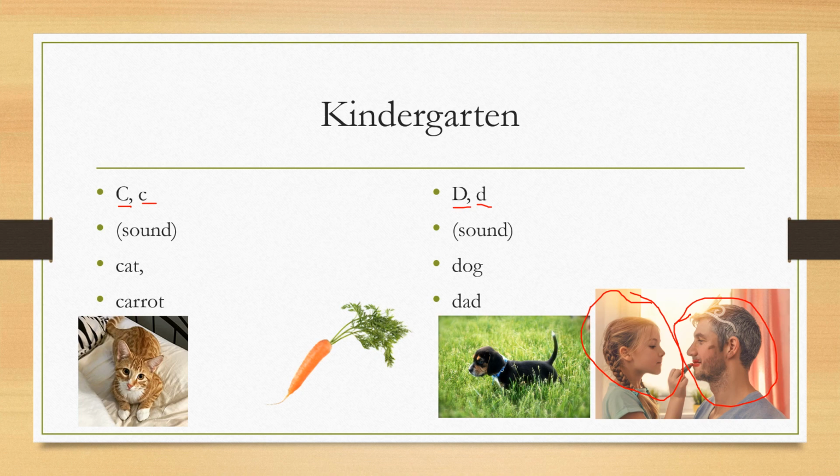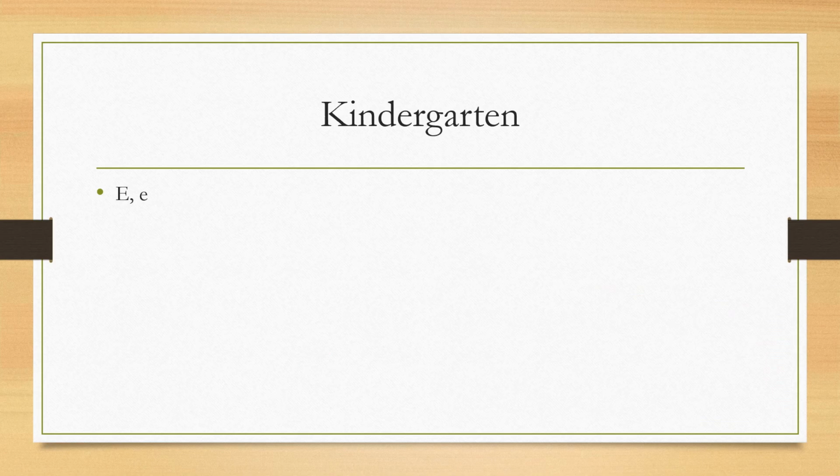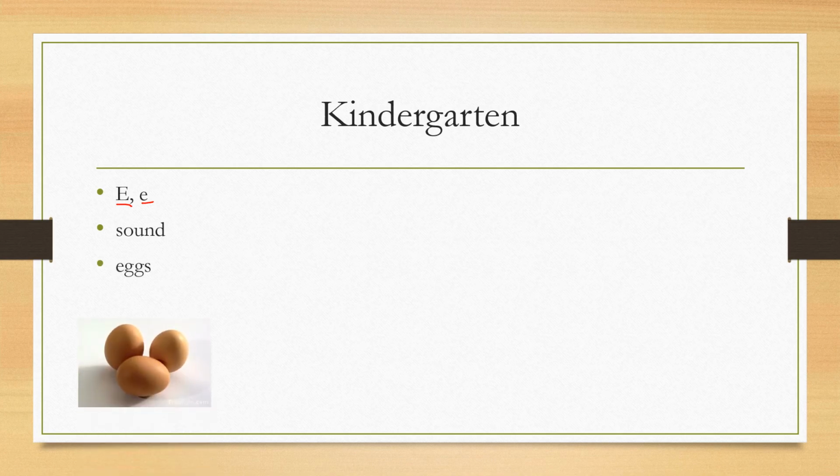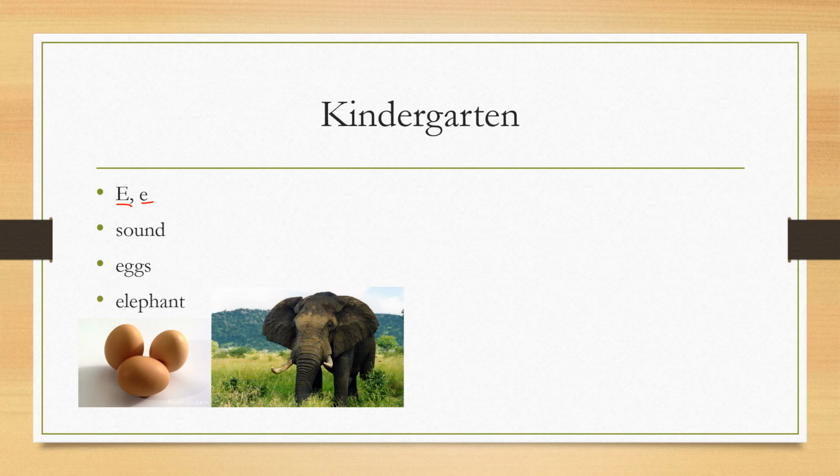All right. Next, we have letter E. Letter E has a big letter and a small letter. Letter E makes a sound eh, eh, eh. Okay, letter E says words like eggs, eggs, and elephant, elephant.